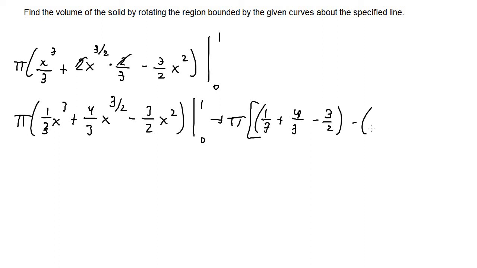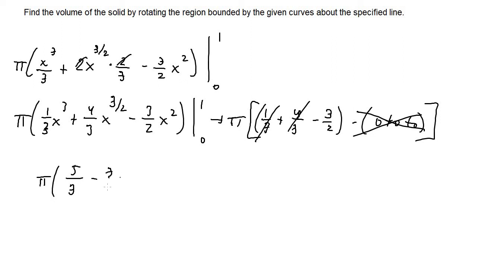Now minus, when I plug in 0 for x, we just have 0 plus 0 plus 0, so that will end up canceling. So now we have pi times 1/3 plus 4/3 is 5/3, so pi times 5/3 minus 3/2. Now in order to combine the fractions, I can rewrite 5/3 as 10 over 6, and 3/2 as 9 over 6. So then we have 10 over 6 minus 9 over 6, that's going to be 1 over 6, so 1 over 6 times pi gives us the final answer of pi over 6.